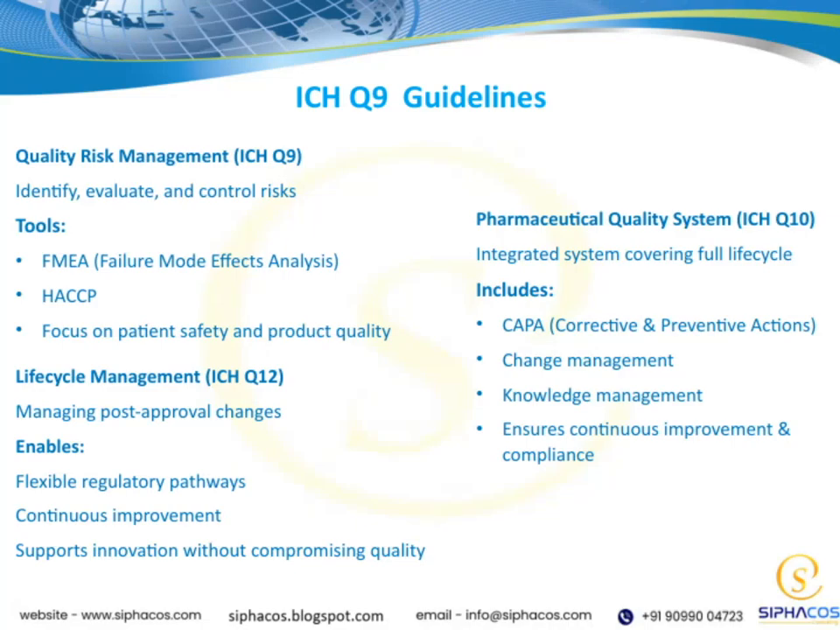Let's take a closer look at the Pharmaceutical Quality System, or ICH-Q10. This is an integrated system that covers the entire product lifecycle, ensuring quality from development through manufacturing and post-market activities. It includes key components like CAPA, which stands for Corrective and Preventive Actions, helping us address issues proactively.